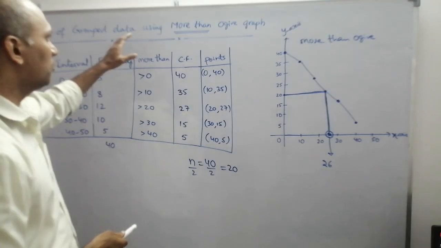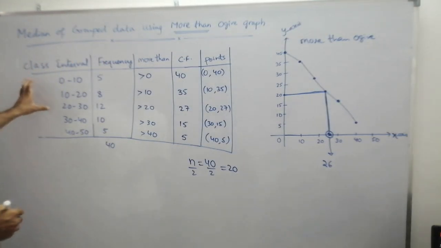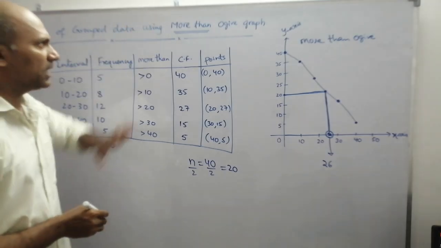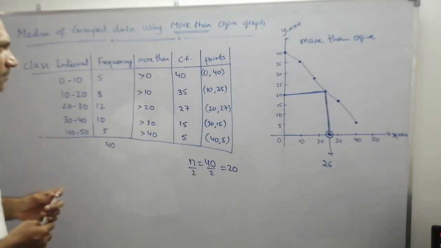I hope this is clear. This is all about more than ogive graph. Very important. This will come for 6 marks. Either more than or less than will come for 6 marks. I hope you understood this.